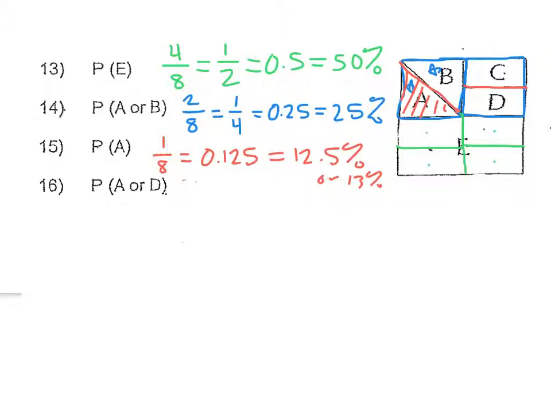All right, the last one says A or D. Well, A or D, that's 2 sections out of the 8 total. You can divide those both by 2, and it simplifies to 1/4, which is the same as 0.25 or 25%. So the probability of getting A or D would be 25%. So those are some examples of how to find some probabilities from dartboards.